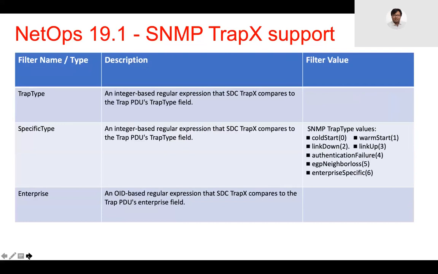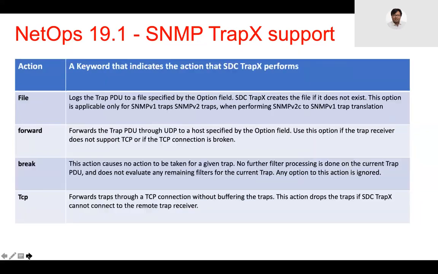Now, the point to note is on the specific type, we have 6 types of SNMP trap depending on the values. Depending on the values, it could be an authentication failure or a link down or a warm startup. When I show the demo, I'll show how we can filter based on these specific trap types. Now, these were the 6 filters.